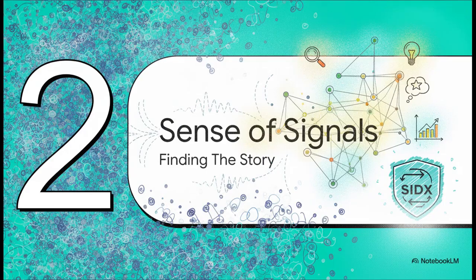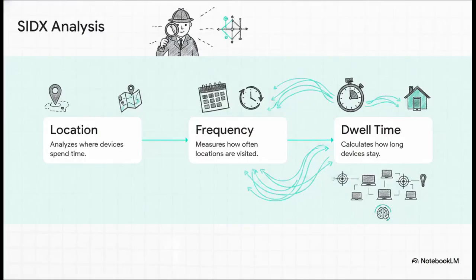All right, moving to Section 2, making sense of signals and figuring out how to actually find the story hidden in all that data. Because let's face it, having billions of raw data points is practically useless without any context. It's just noise. That's where Mapcite's proprietary SIDX superindex technology comes in. It acts almost like a master detective, analyzing this chaotic sea of data through 3 really distinct steps. First, it identifies exactly where devices are spending their time. Second, it measures the frequency of those visits. So is this a random one-off trip or a recurring habit? And third, it calculates dwell time, measuring precisely how long the device actually stayed there. By crunching location, frequency, and dwell time, SIDX extracts highly reliable behavioral patterns.